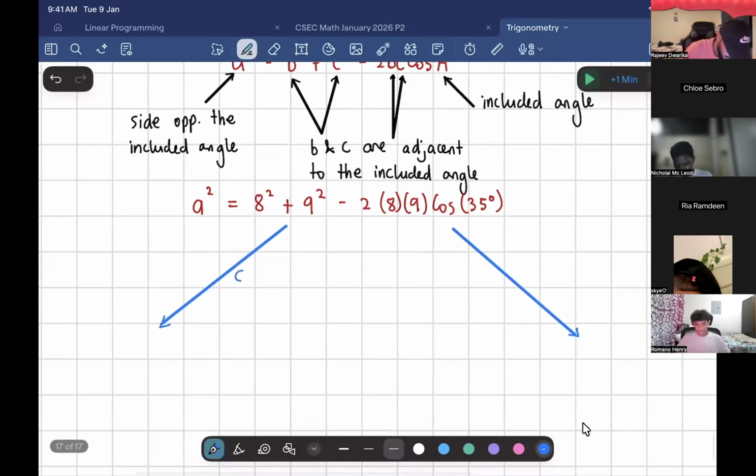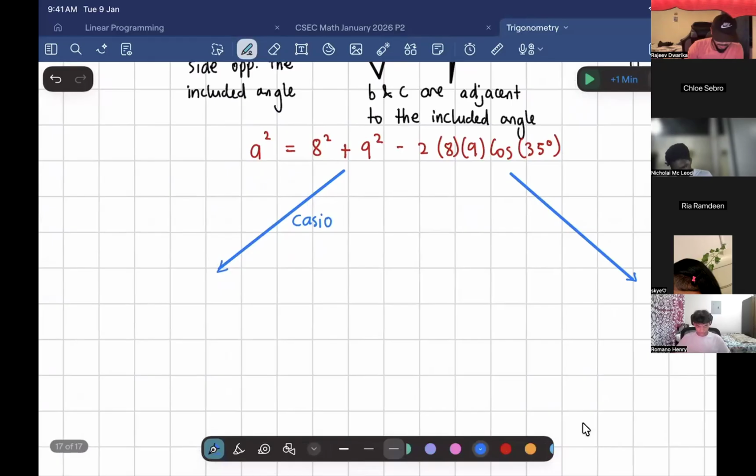So if you have a Casio, I mean, you could do the full calculation on a Sharp, you could. It's just a little more tedious. But if you have a Casio, this is what you're going to do, right?